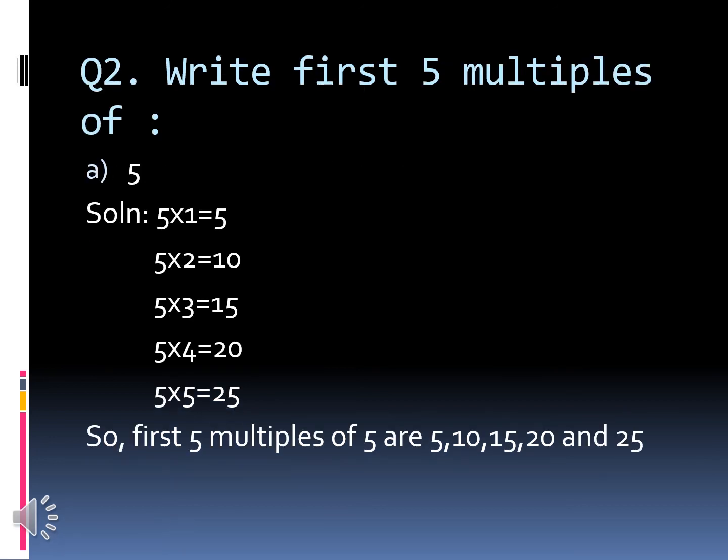Question number 2. Write first 5 multiples of the given numbers. So part A is 5. First 5 multiples means you have to start from 5 ones are 5 and you have to reach till 5 fives are 25. This is the meaning of first 5 multiples. Right, so it is very easy. Just write down the table of 5 and you will be getting the first 5 multiples of 5. So this is how you can try out the other questions yourself, and we will discuss the doubts in the next virtual session.